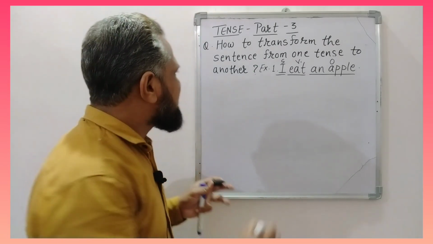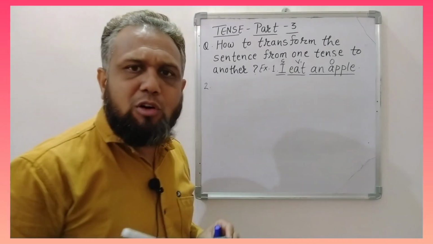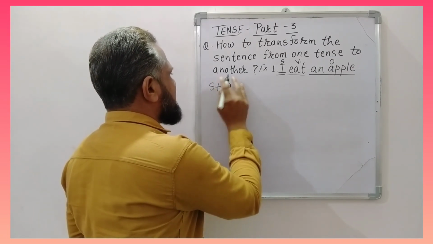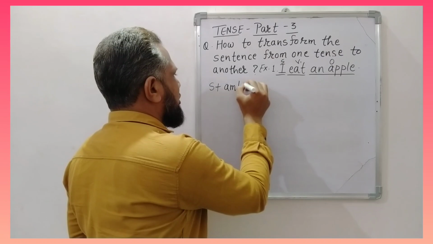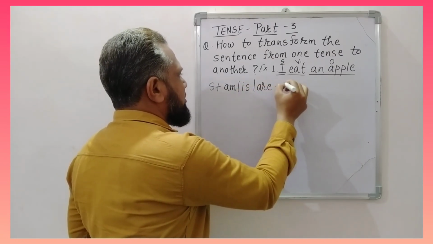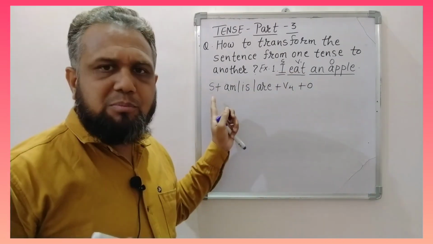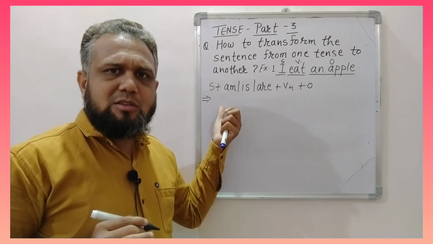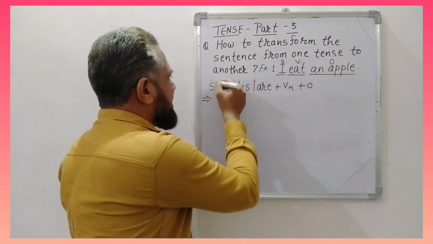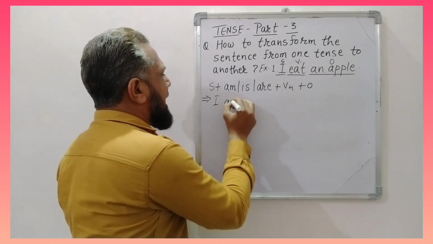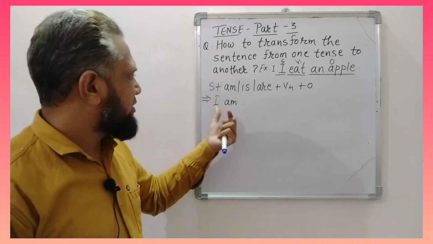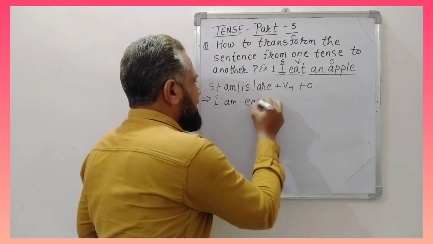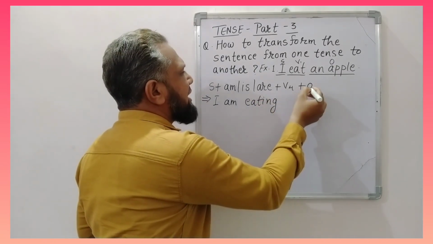So let us start with present continuous tense. The formula of present continuous tense is subject plus am or is or are plus V4 plus object. Present continuous tense. And if we put the values in this formula, we will get the solution. I is the subject. With I we use am, not is, not are. We will use am. I am. What is the fourth form of eat? Eating. And what are we eating? An apple.